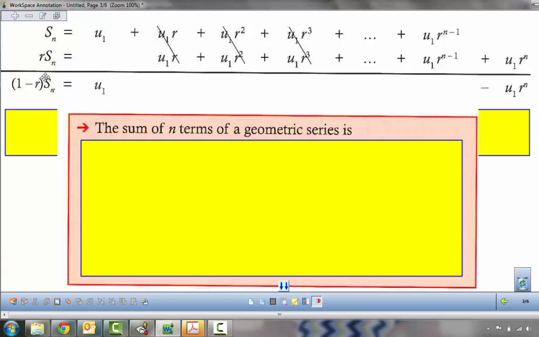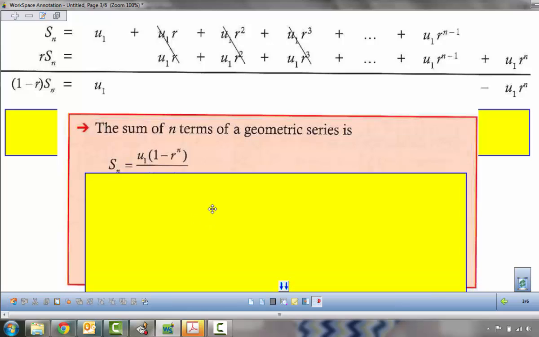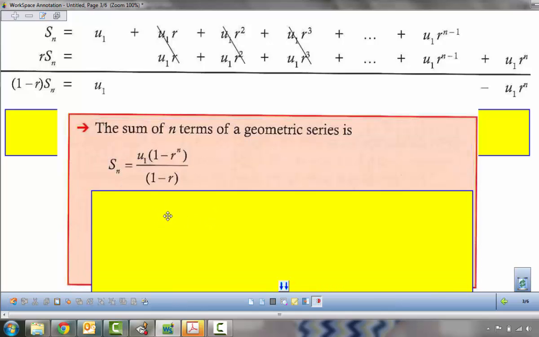So what can we say? The sum of n terms of a geometric series is, well, if we solve for s sub n, we get this formula. S sub n is the first term times 1 minus r to the n. We factor out the u1, and then we're dividing by 1 minus r to get s sub n by itself.